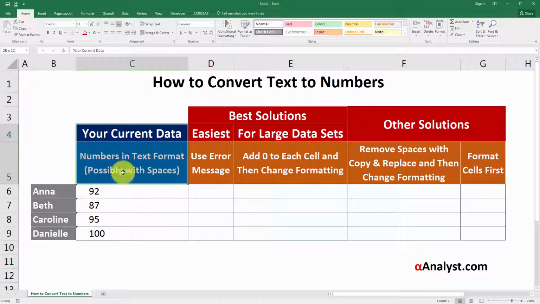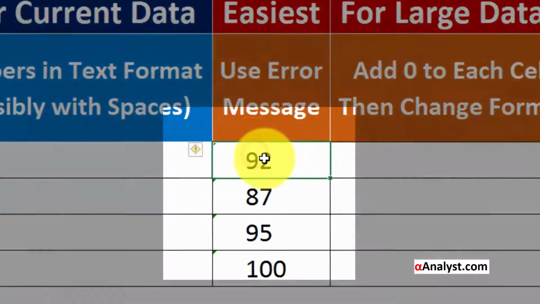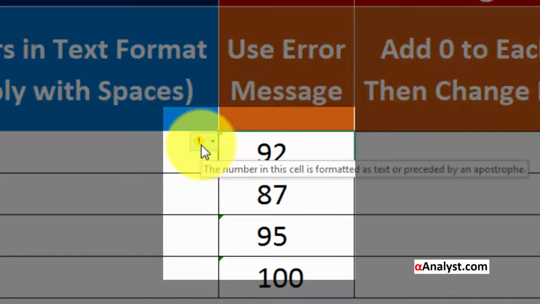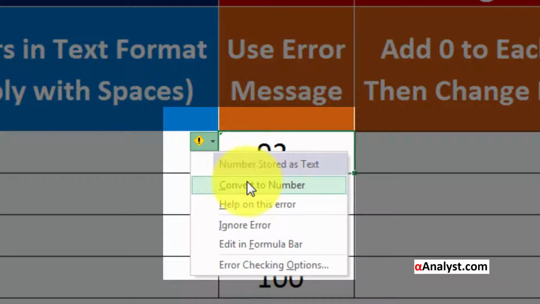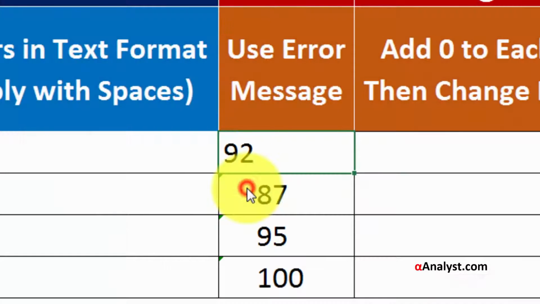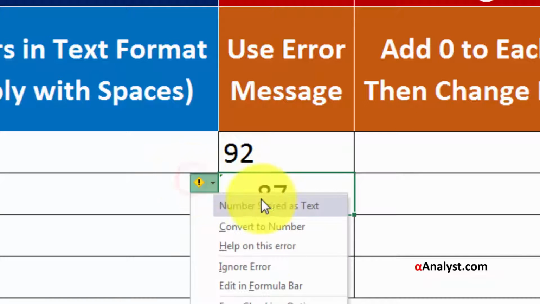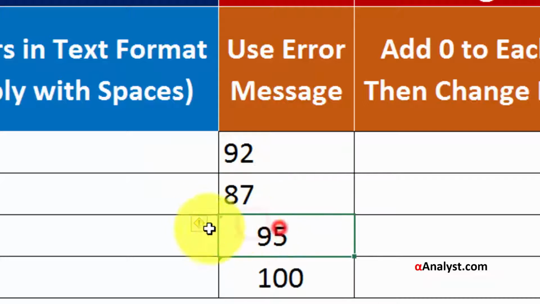Over here in this blue section, you'll see that we have some numbers that are formatted as text. Let's talk about how to convert them into number format. If you click on one of the cells, you'll notice that there's a yellow error message to the left. If we click on this error message, we'll see that one of the options is to convert the number into number format as compared to text format. So we can simply click on each of these cells and then click on the error message and then click on convert to number.